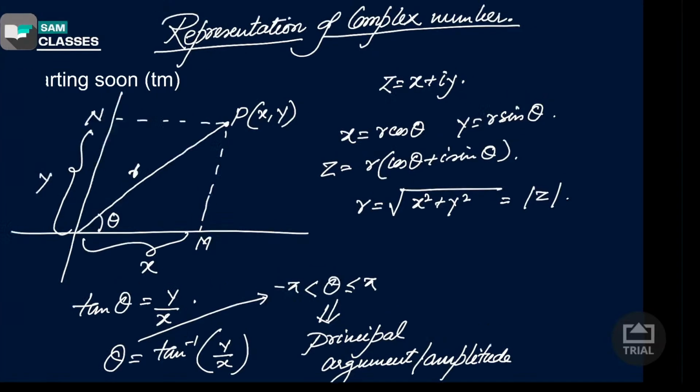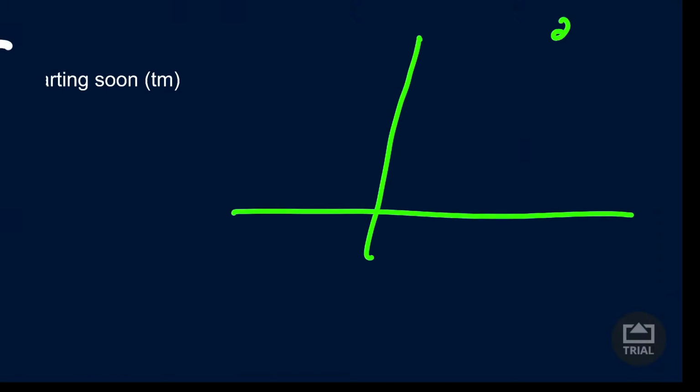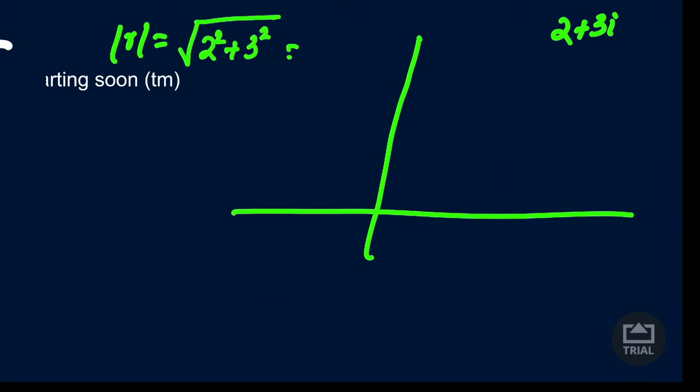If I have a number 2 plus 3i, a complex number 2 plus 3i, and I want to find the modulus of this, what will it be? Root under of 2 square plus 3 square. That is equal to root how much? Correct. So r is equal to root 13.